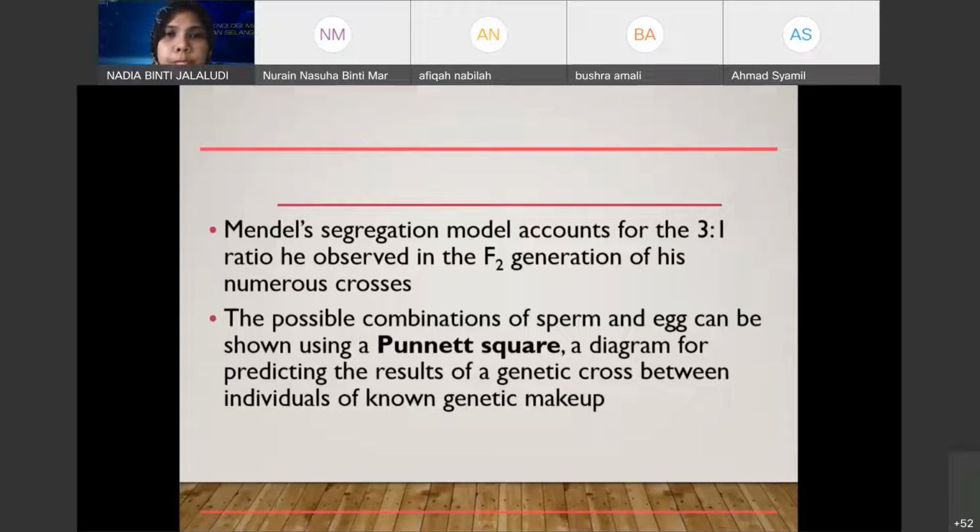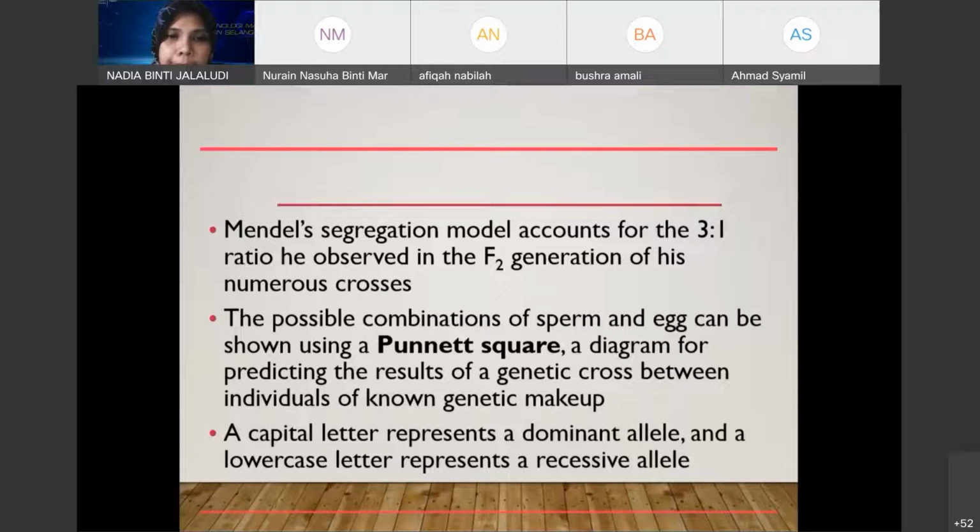The possible combinations of sperm and egg can be shown using a Punnett square, a diagram for predicting the results of a genetic cross between individuals of known genetic makeup. Okay, so later we will see how to draw this Punnett square, so that we can predict this 3:1 ratio.